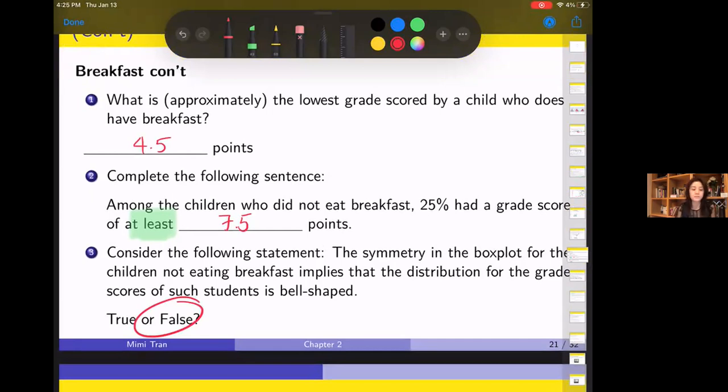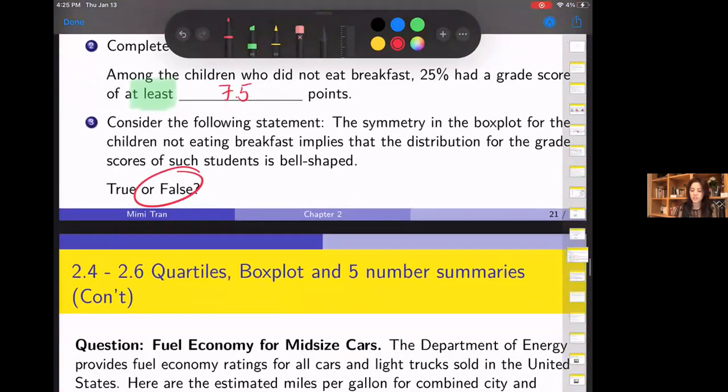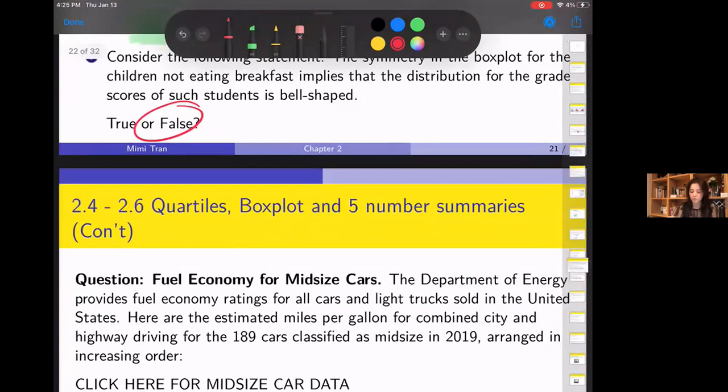Yeah, false because a box plot does not tell the shape. Only a histogram or stem plot does, and later the quantile plot, but I don't think I'm teaching you that. I'm not sure. We'll see. Maybe I do. I think I do.